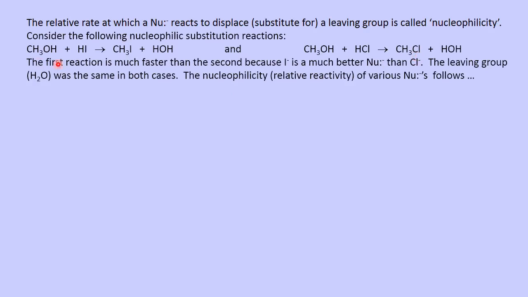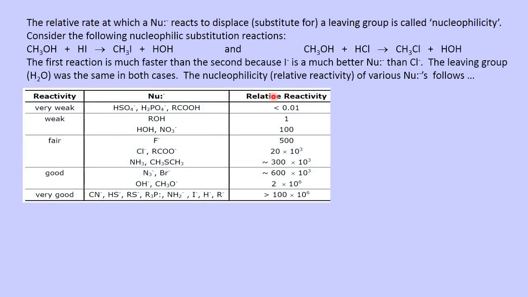Now it turns out that the first reaction is much faster than the second reaction because iodide in the first reaction is a much better nucleophile than chloride. You see, the leaving group, water, is the same in both cases. And so the nucleophilicity, which really is the relative rate of acting as a nucleophile, is shown in the following table. So in this table we see various nucleophiles. Some are classed as very weak. Weak acids can be very weak electron donors. Weak and fair and good and very good. And then these are the relative rates of reaction.